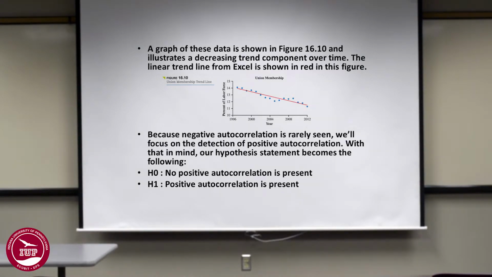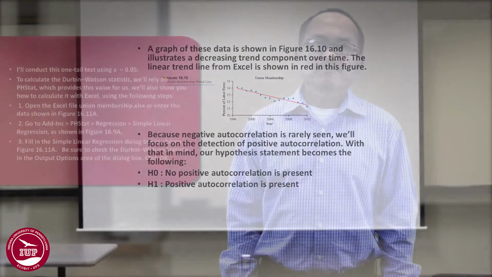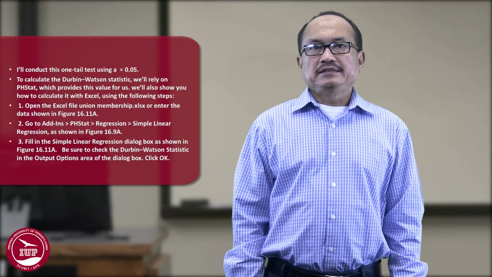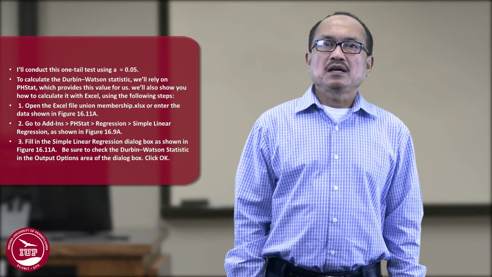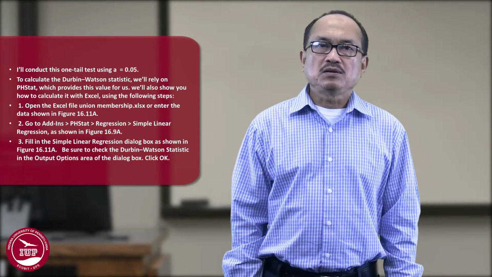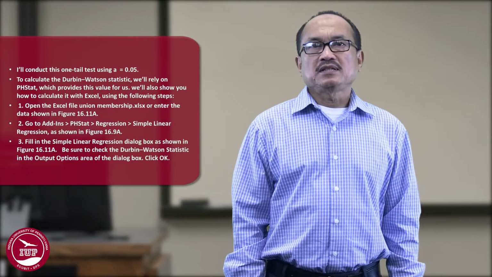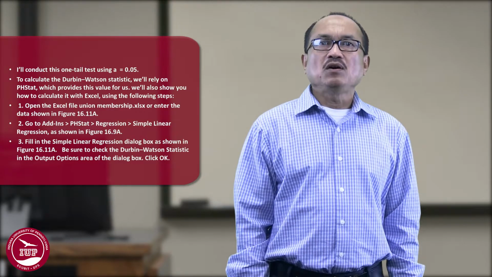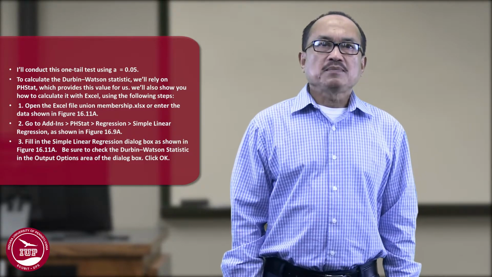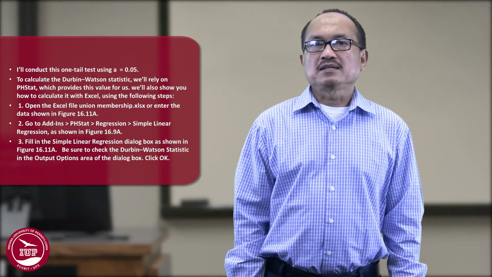Null hypothesis: no positive autocorrelation is present. Alternative hypothesis, or H1: positive autocorrelation is present. We will conduct this one-tail test using alpha equal to 0.05. To calculate the Durbin-Watson statistic, we will rely on PHStat, which provides this value for us.